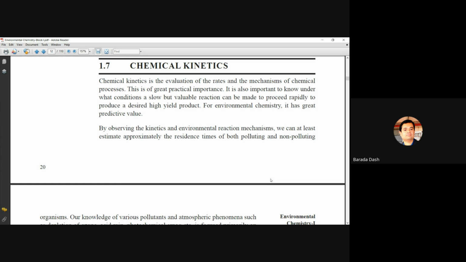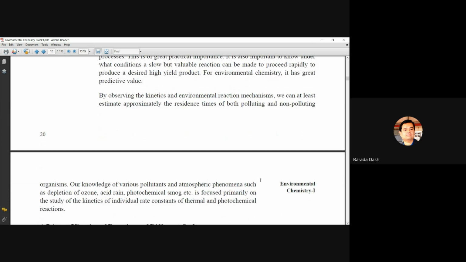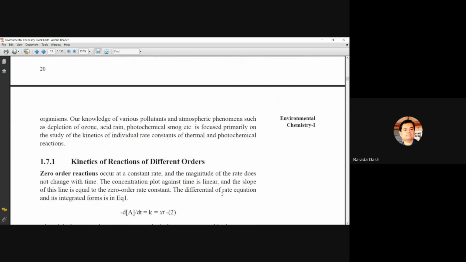It is also important to know under what condition a slow but valuable reaction can be made to proceed rapidly to produce a desired high-yield product. So for environmental chemistry, it has great predictive value. By observing the kinetics and environmental reaction mechanisms, we can at least estimate approximately the residence time of both polluting and non-polluting organisms. Basically, how long a reaction will occur and how long a chemical will be in the environment can all be found out by observing the chemical kinetics of the particular reaction.